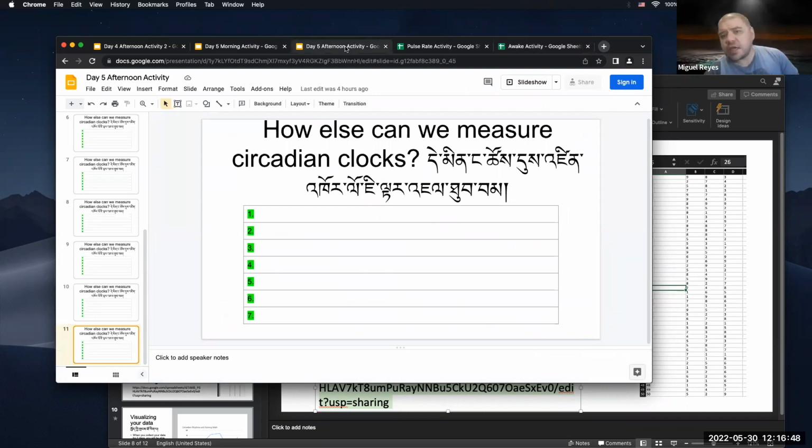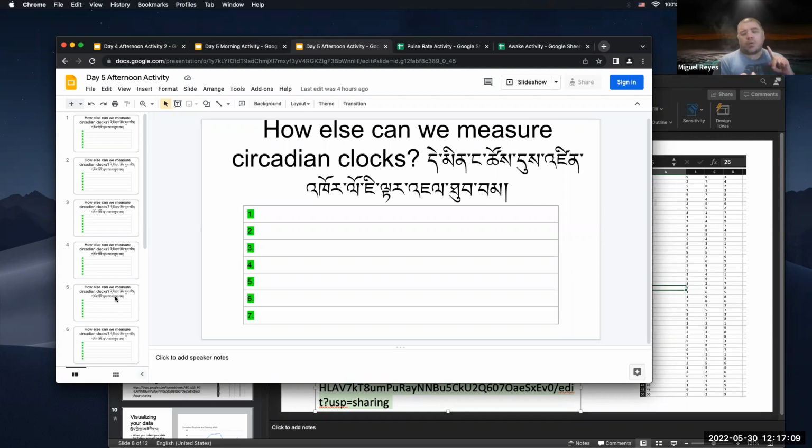And for the last few minutes, we're almost out of time. We have about 10, 15 more minutes. Let's jump into our day 5 afternoon activity, where we just have a simple list. I really want to see how much you learned about experimenting with circadian clocks.